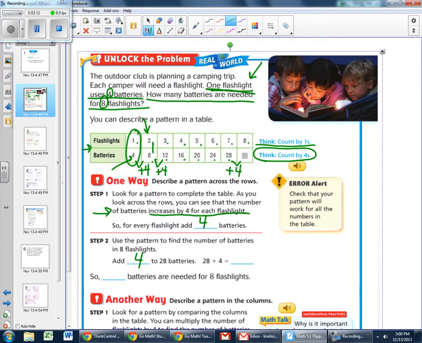And here is our addition sentence, 28 plus 4. Fill in what 28 plus 4 is there, please. You should have calculated that 28 plus 4 is 32. So 32 batteries are needed for the flashlights.